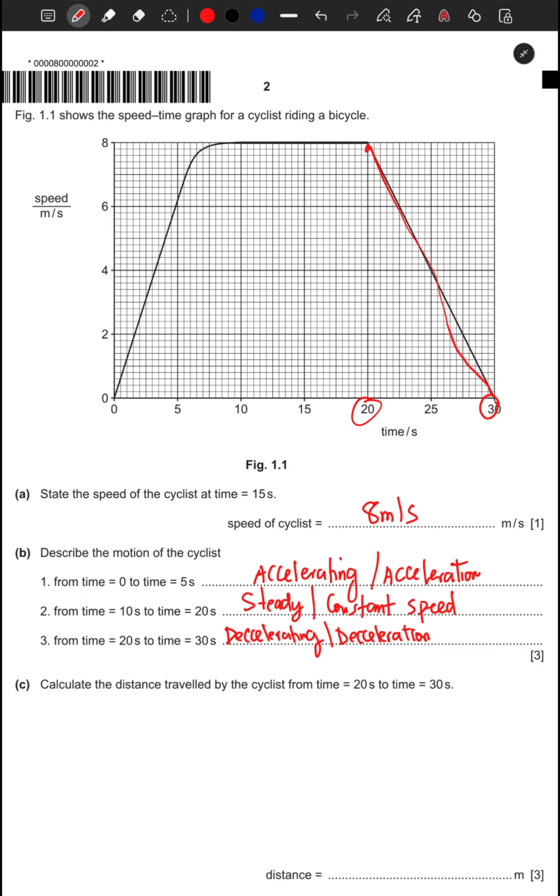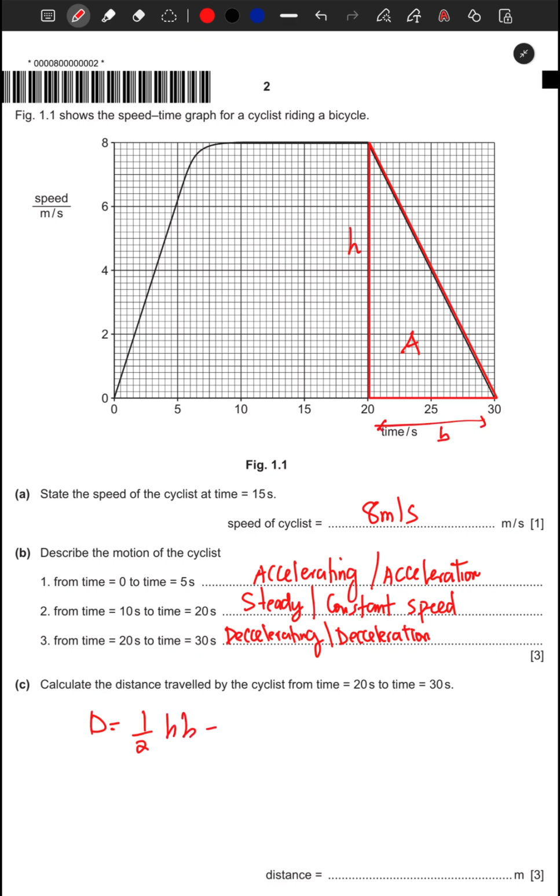Calculate the distance traveled by the cyclist from 20 to 30. So they want us to find the distance traveled by the cyclist from 20 to 30. What you have to do is look at the shape that you are forming. So we are forming a triangle. Since we are forming a triangle, the area in this region gives us what? The distance. So the distance in this case is equal to half. Let's call this height and let's call this one B.